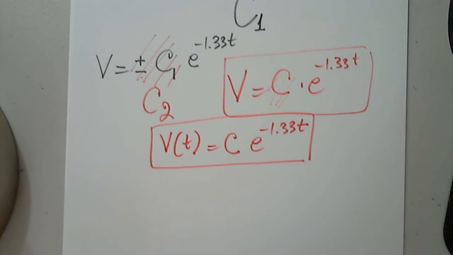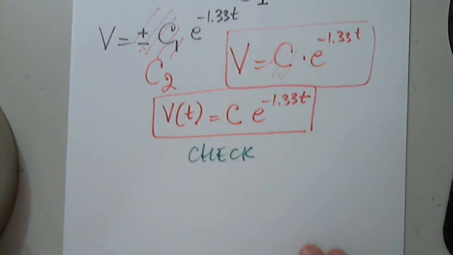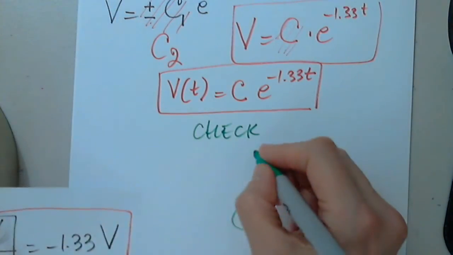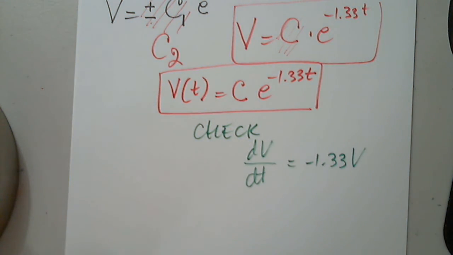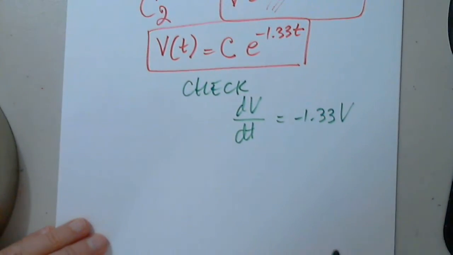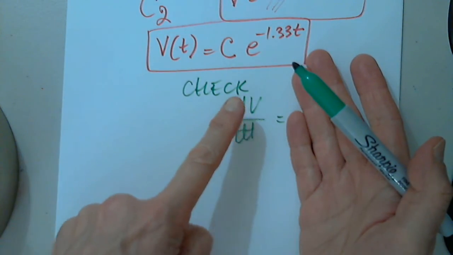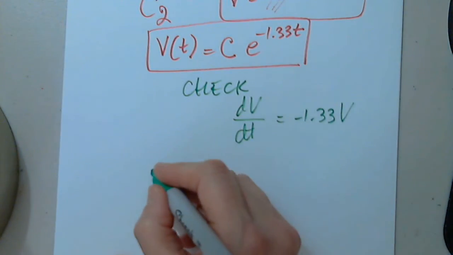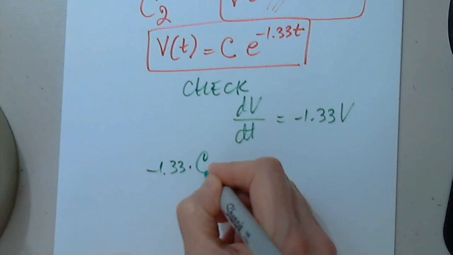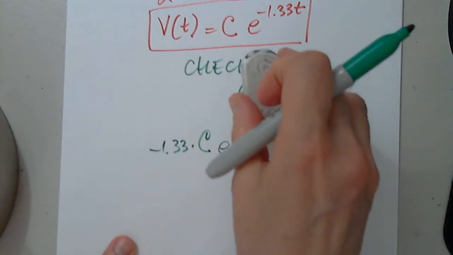Now they're asking us to check. That's a good idea. At least for one of them we should check. They're asking us now, check. Back where? Here. And our starting point, dv over dt equals negative 1.33v. Okay, fine. So let's determine the left-hand side. dv over dt, we know what that is. We differentiate this, right? So it's negative 1.33 times the constant times e to negative 1.33t. This is the left-hand side.